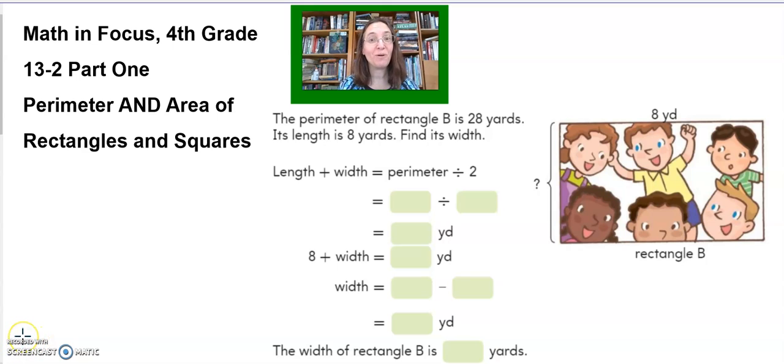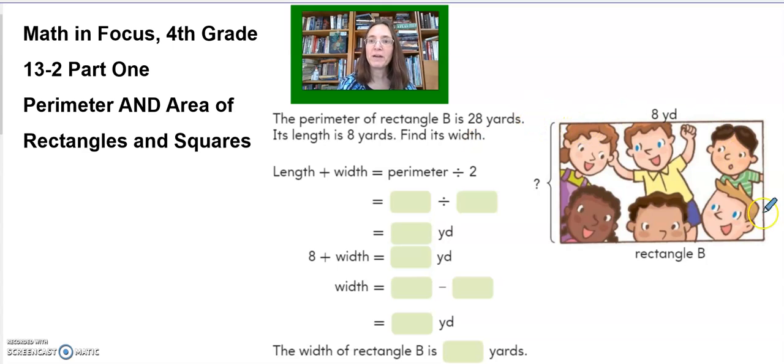Lesson 13-2, Part 1, Perimeter and Area of Rectangles and Squares. In Lesson 13-1, you had a lot of practice finding area using the dimensions of rectangles and squares, and estimating area based on square units that were printed underneath the shape for you. So once you understand those dimensions, the next challenge is, can you get a lot more flexible with them? And can you use the relationship between them to find information you're missing? That's some of what we're going to be doing today.